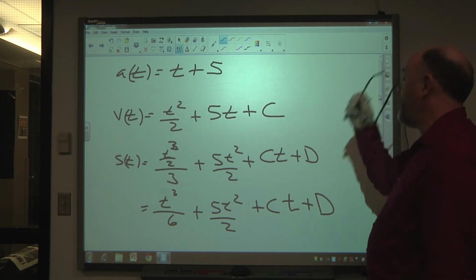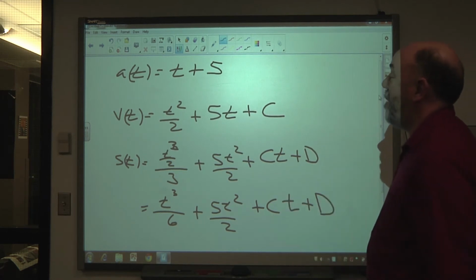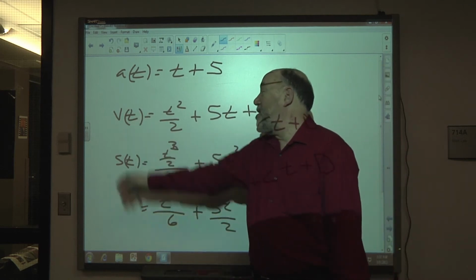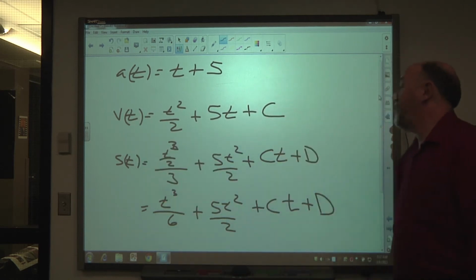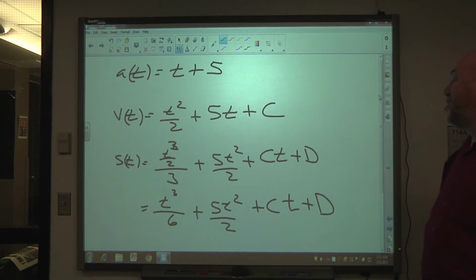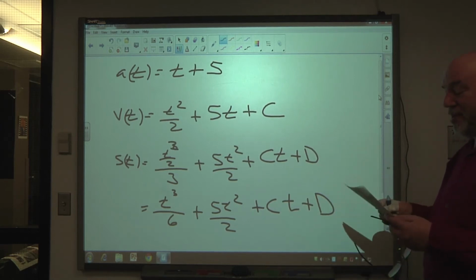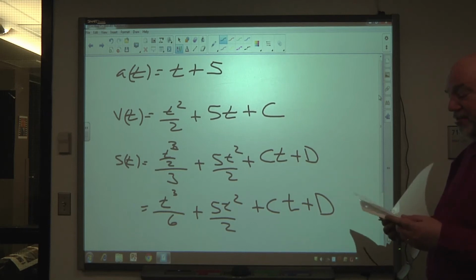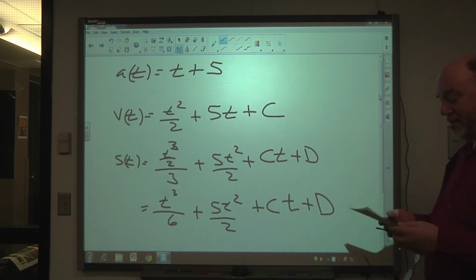Before, like we said, if we knew something about a value of t and a value of v, we could find the value of our constants. And we could do the same thing with regards to d if we had more information. So indefinite integrals give you an equation.